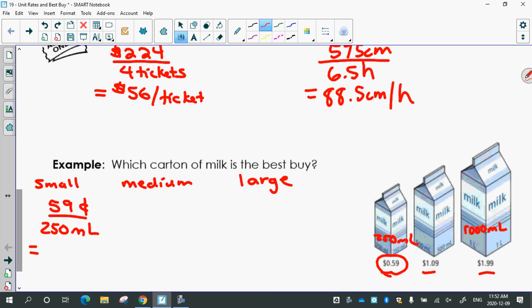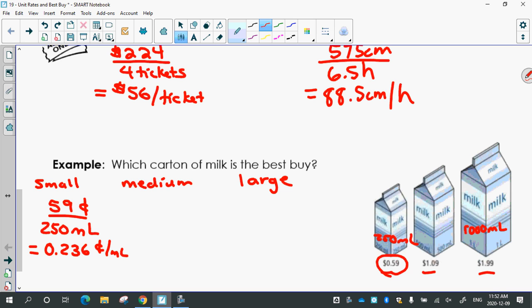Sometimes when you get a decimal like 0.000-something, it's harder to compare your decimals. So this way we don't get something quite as small. We get 0.236. That means it's not even 1 cent. So 0.236 cents for a milliliter. So each milliliter costs 0.236 cents for the small carton of milk.